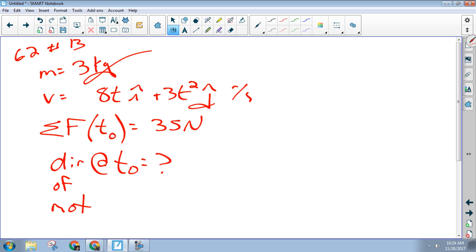So what am I really looking for there? Anytime we talk about direction of motion, what should we be thinking about? Velocity, right? So the trick lies in figuring out what t naught is, then I can plug that into my velocity expression to find the direction. But I have to figure out that missing time. Thoughts about how I might do that?